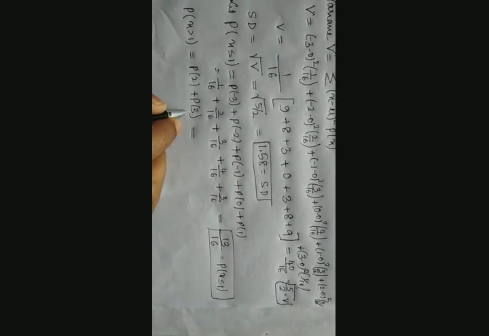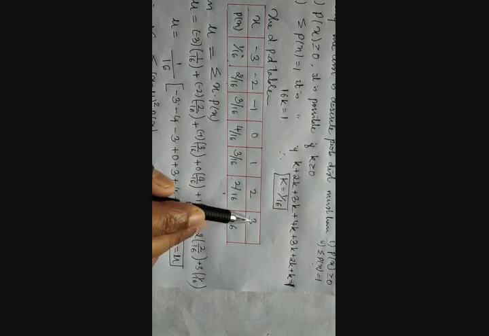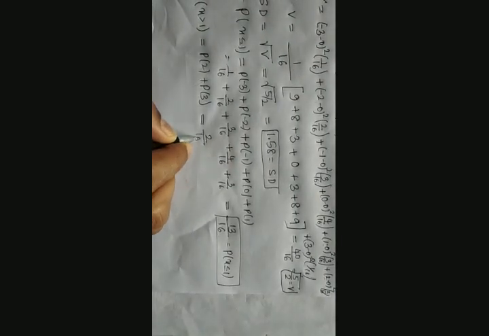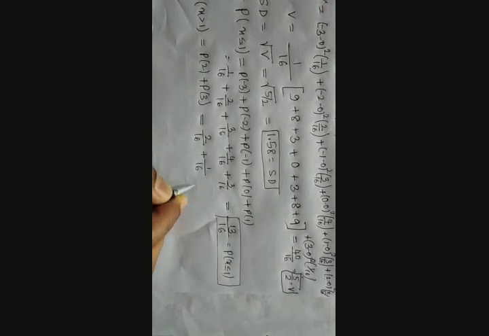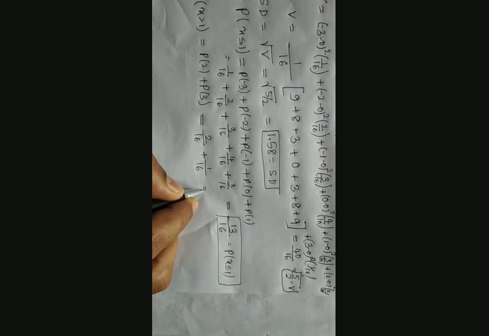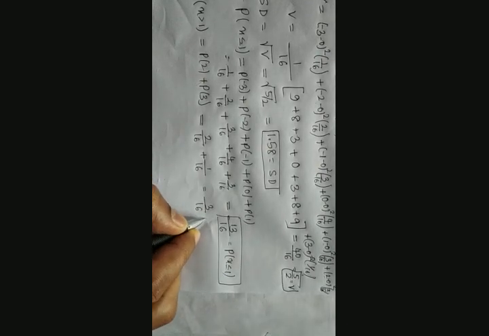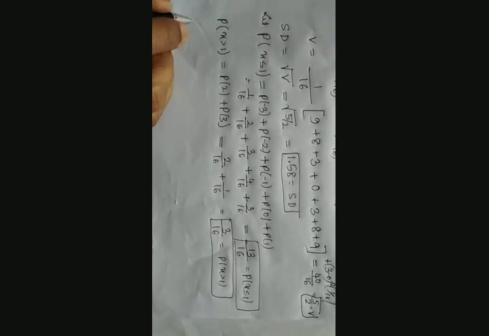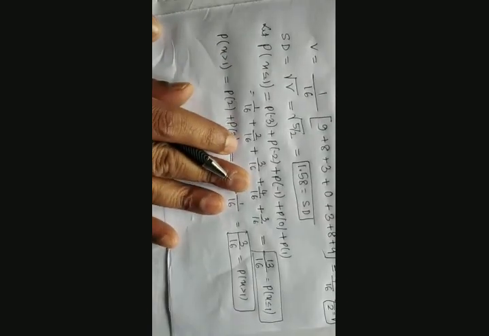So what is probability of 2? You can take it from the table. Probability of 2 is 2 by 16 and probability of 3 is 1 by 16. Therefore it is 2 divided by 16 plus 1 divided by 16. So this is equal to, with LCM 16, 3. So probability of x greater than 1 is 3 by 16. Then the next one.